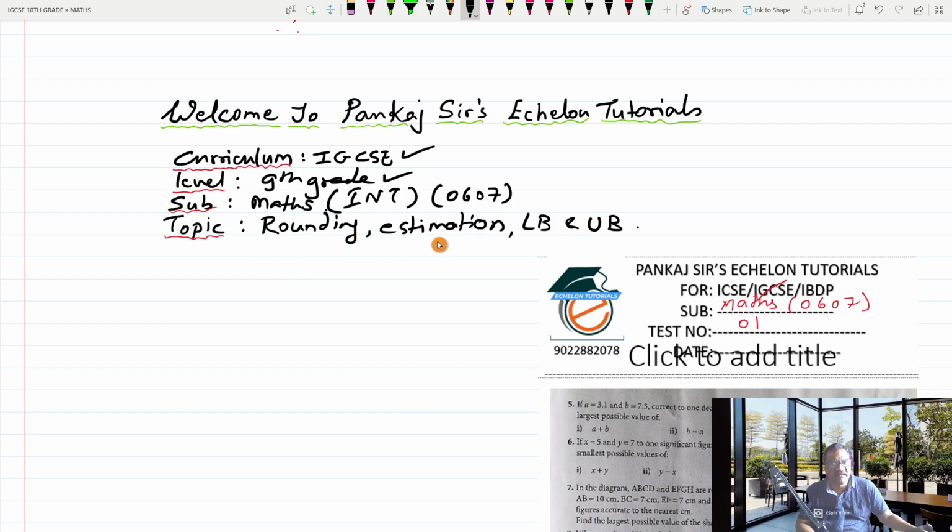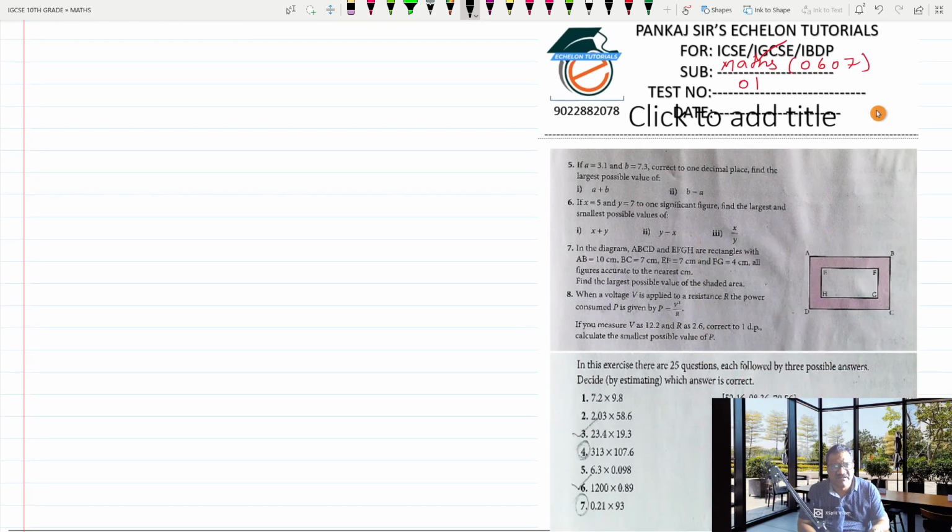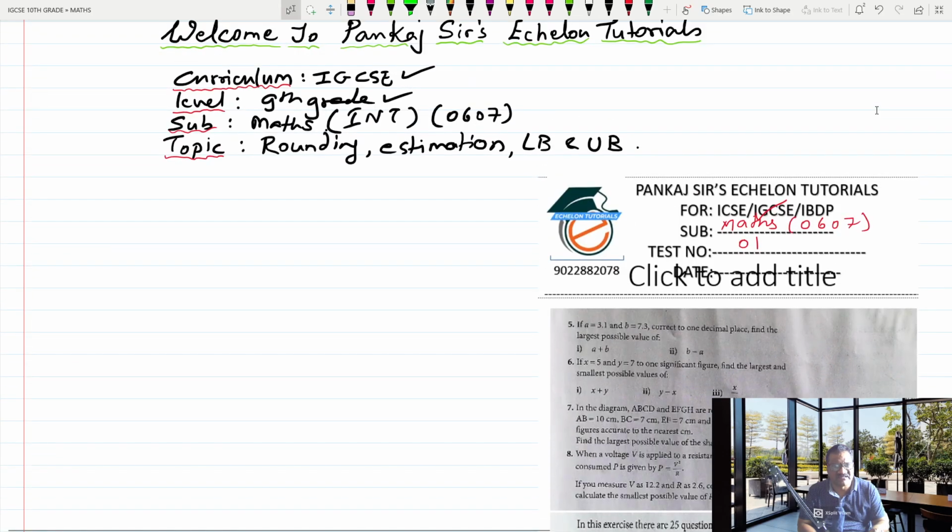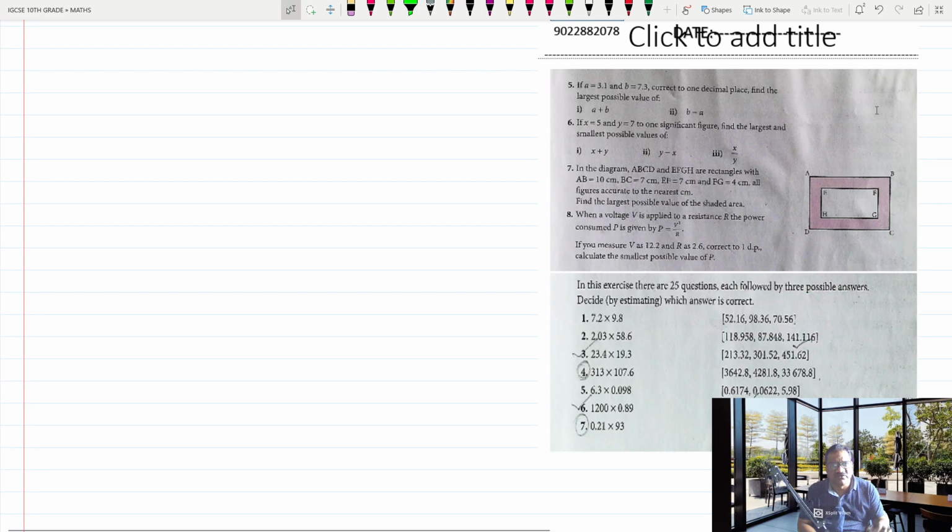Today's session I am going to deal in the form of a test. You can see here I have written test number 1, and this test contains questions pertaining to this topic only, that is rounding, estimation, lower bound and upper bound. So in the process of solving this entire test, we'll be doing this topic as well. So let us get started with this question answer session itself. This test we are going to write the solution for. The very first question that I can see here is question number 5.